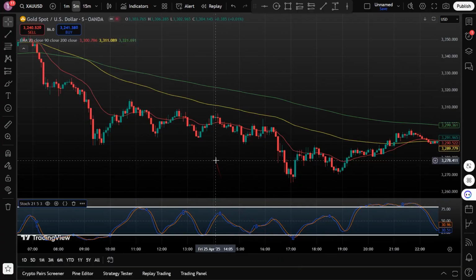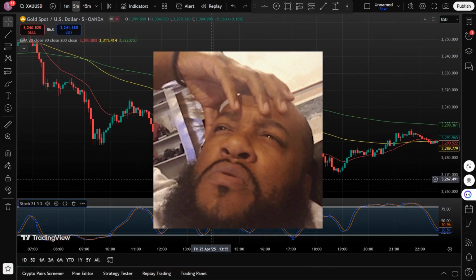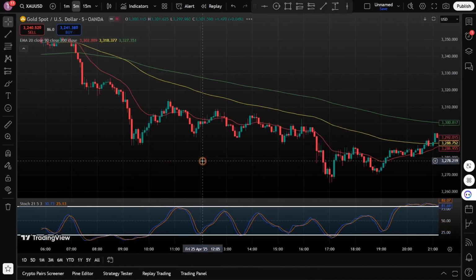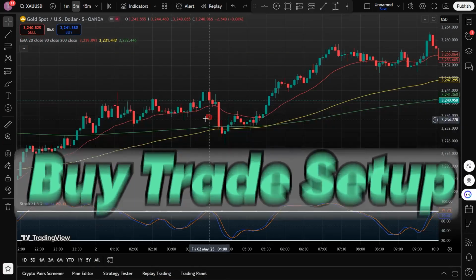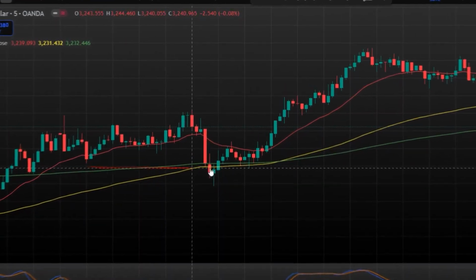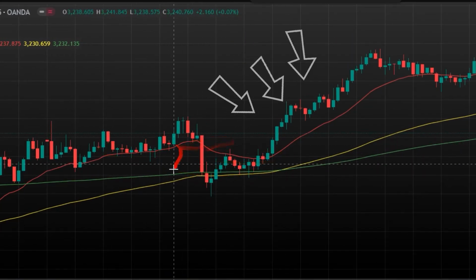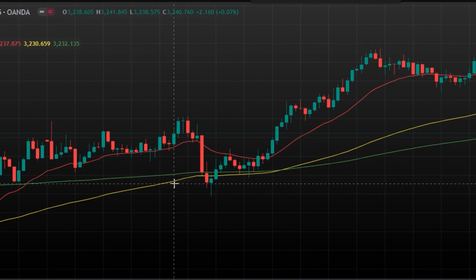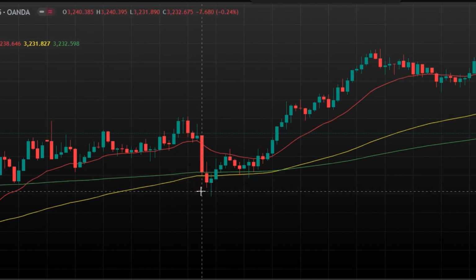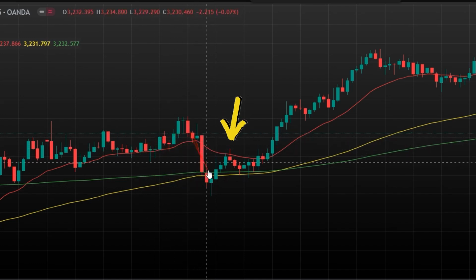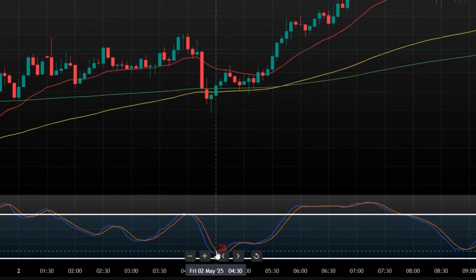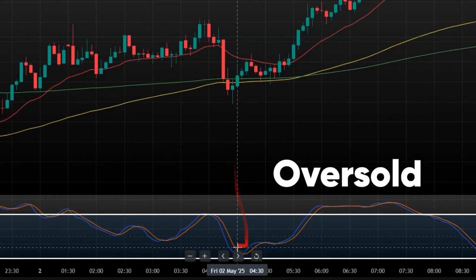Now everything is ready. Let's learn how to use this setup for buy and sell trades. Buy trade setup. First, make sure the market is in an uptrend. This happens when the price is above both the 90 EMA and 200 EMA. Then wait for the price to pull back and touch or get close to the 20 EMA. Next, check the stochastic oscillator. It should be below 20, which means the price is oversold.